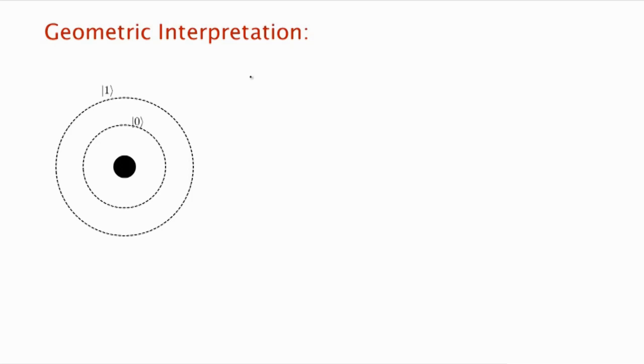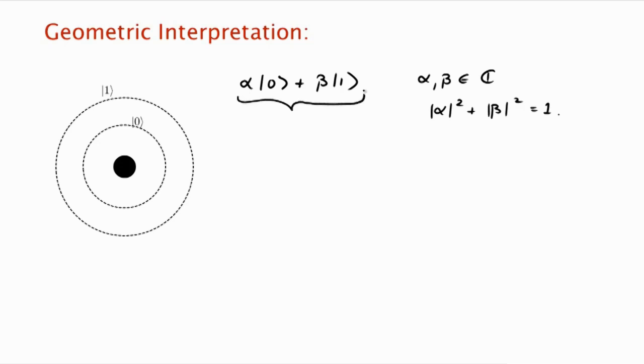The general state of this electron is a superposition of the ground and excited state, which we wrote as alpha|0> plus beta|1>, where alpha and beta are complex numbers and they're normalized. So we have the condition that |alpha|^2 plus |beta|^2 equals 1. So now to specify the state we need two complex numbers. This was just one way of writing down that state.